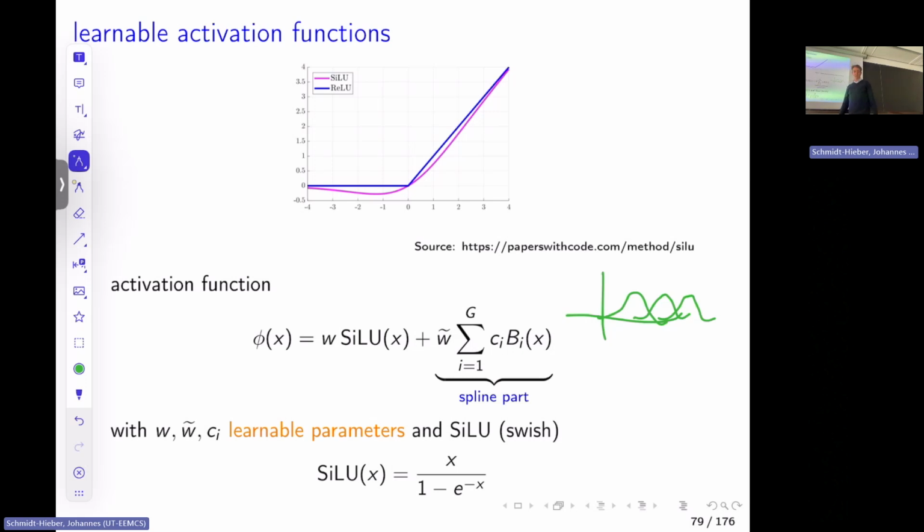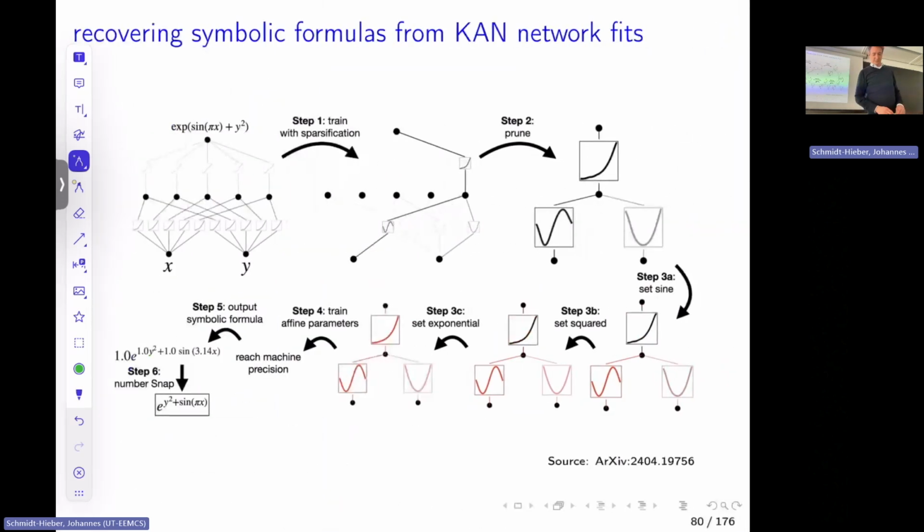So just overall, the B_i, they are given there, these basis functions, and the c_i and the W tilde will be learned. They will be initialized by small values because you want basically to take the SiLU over if that is a good choice in the beginning. Okay, so that's how they do this.